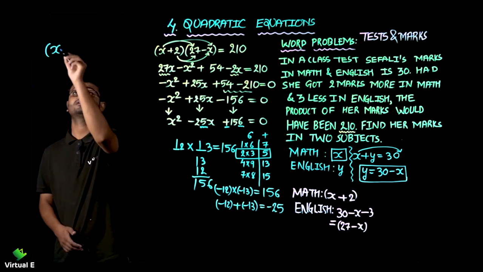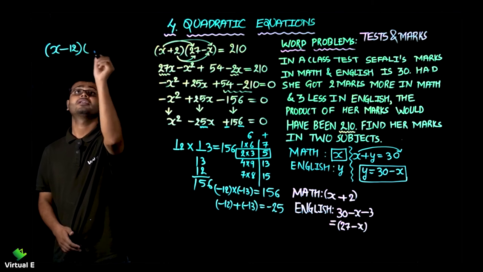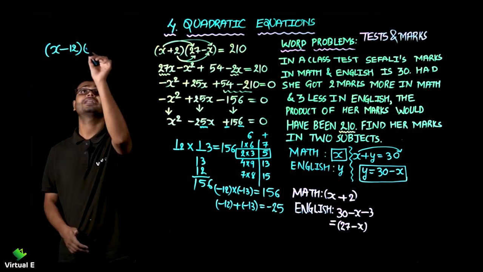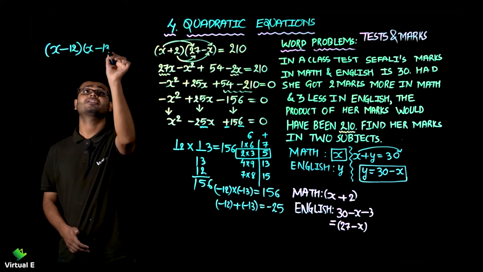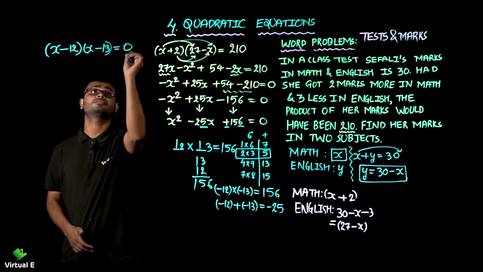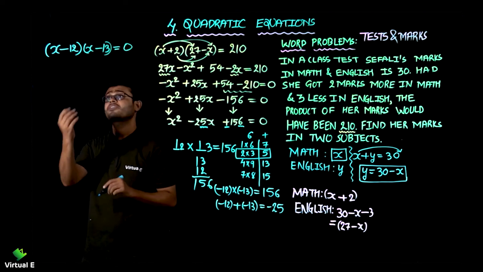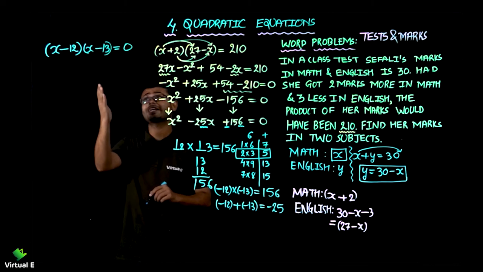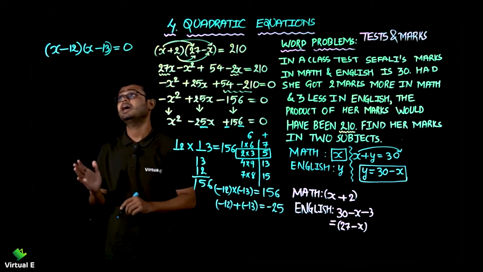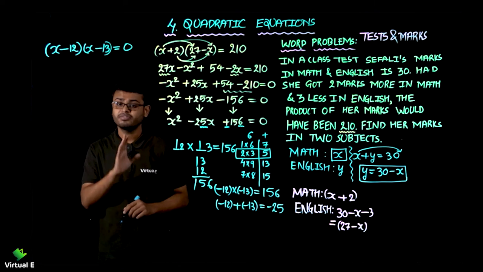What is the first factor? Minus 12. Again, first term without the power, that is x. What is the second factor? Minus 13 is equal to 0. First factor I will equate to 0, then second factor I will equate to 0, and I will be getting two different values of x.